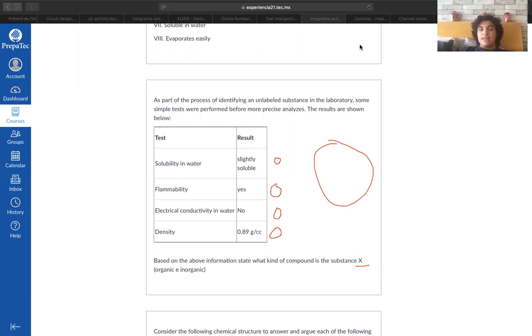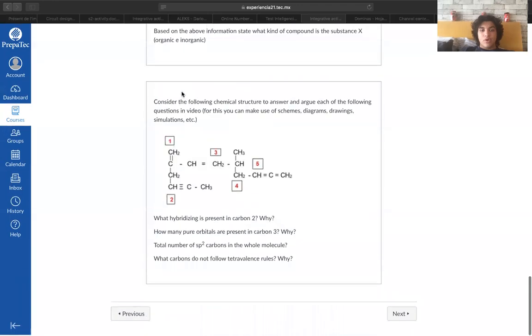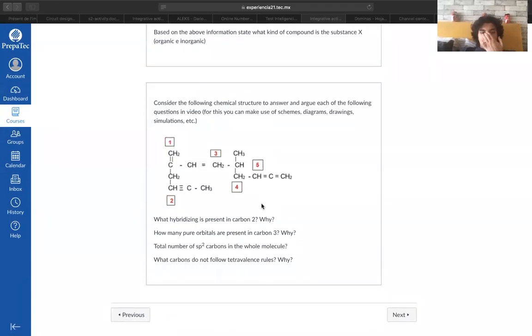Okay, then for our last question, we can see what hybridization is present in carbon 2. First we identify carbon 2 and we can see that it has 3 bonds on one side and 1 on the other side. For that reason, we know that it is sp, because sp has that kind of bonds.